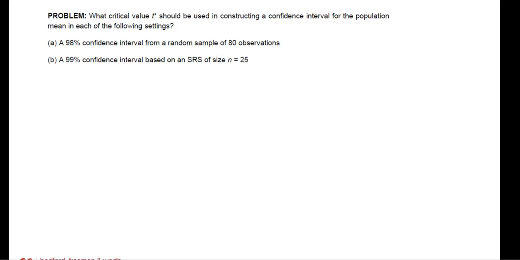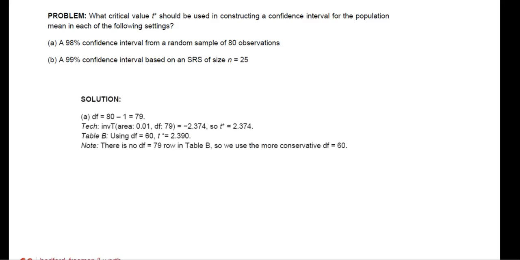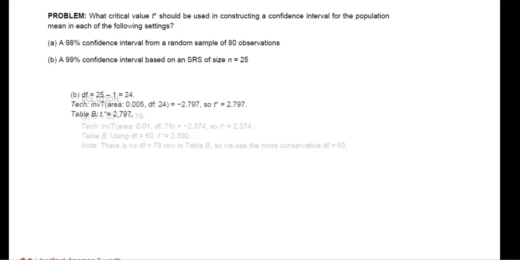What critical t-value should you use for this one? Again, you're going to use your calculator: inverse t of 0.995, with 24 for the degrees of freedom for that one. Again, degrees of freedom is n minus 1 basically for this type.